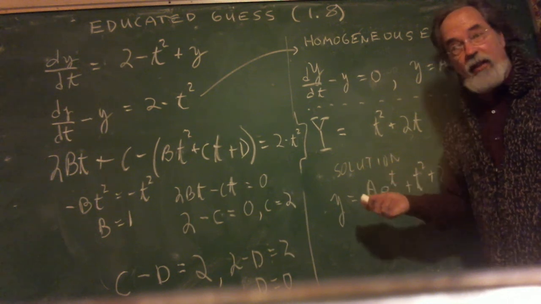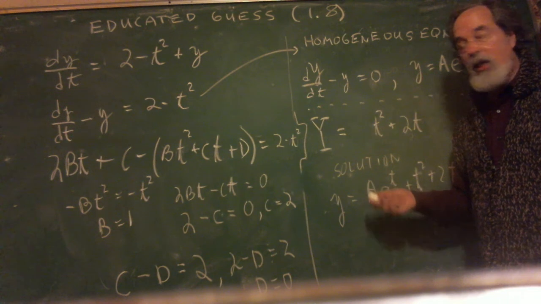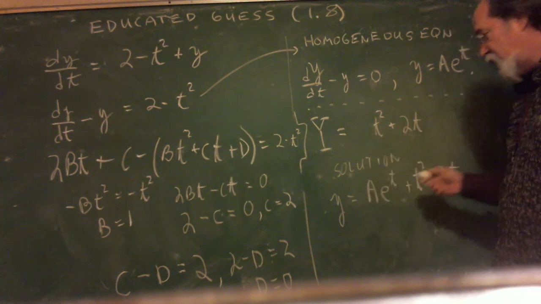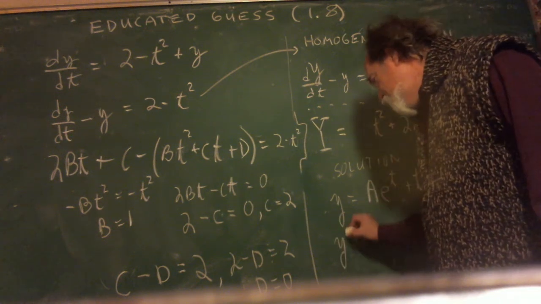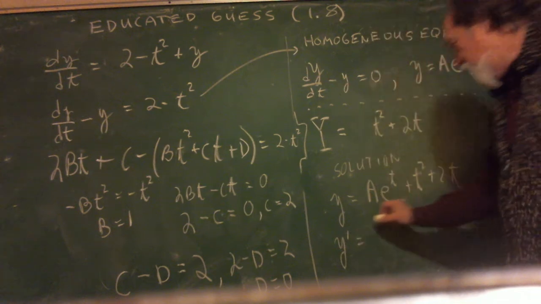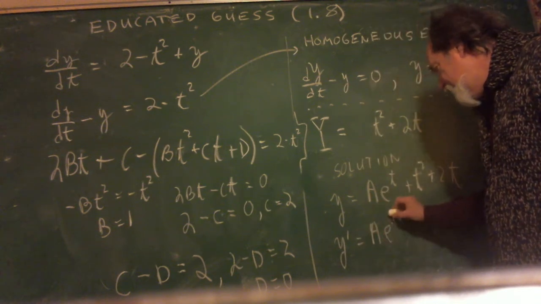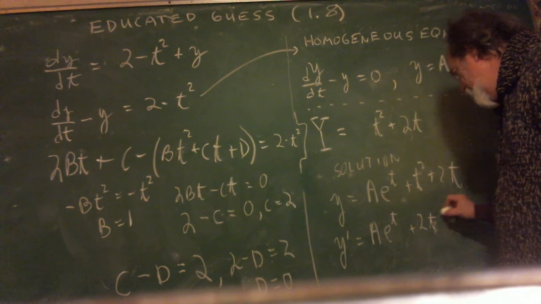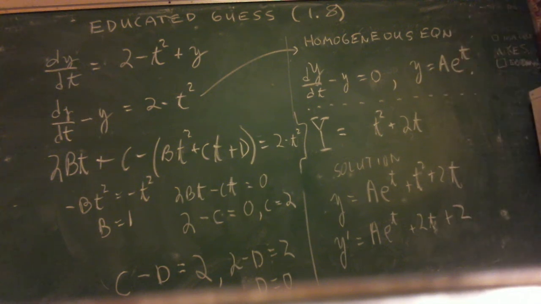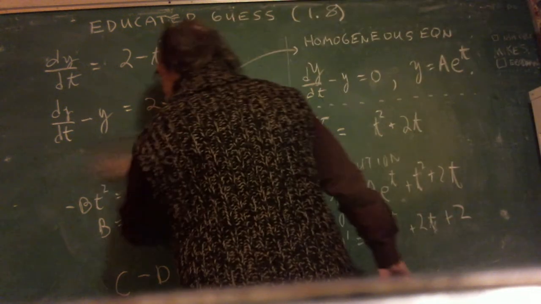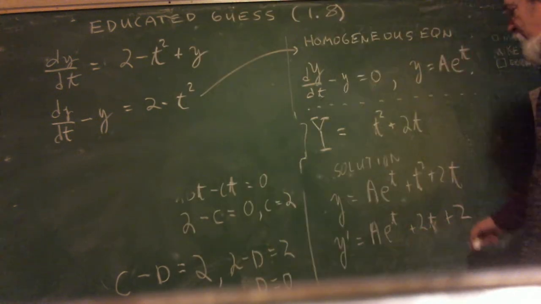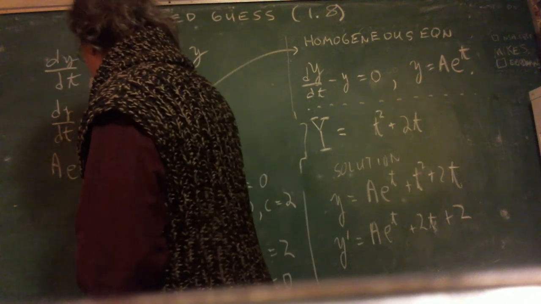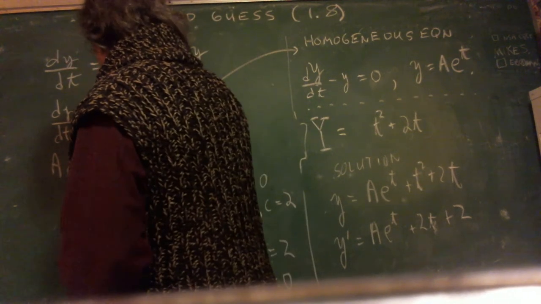And that we solved. We can check. Would you like to check to see if this is actually correct? We have no initial condition, so all I have to do is take the first derivative. y prime is equal to a e to the t plus 2t plus 2. So let's check to see. If I do y prime, a e to the t plus 2t plus 2, minus y.